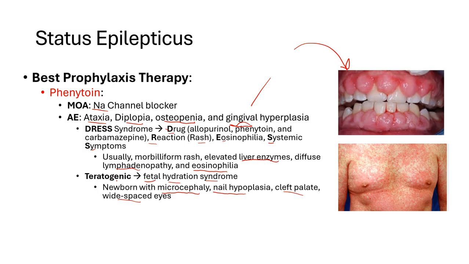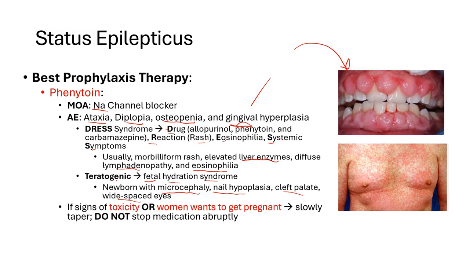Now, if you have signs of any type of toxicity, or an individual who's on phenytoin for whatever reason, tonic-clonic seizures or SE, and they want to get pregnant, it is important to know that for phenytoin, and for a lot of the anti-epileptics, we never abruptly stop these medications, as that increases your risk for breakthrough seizures. Instead, we always slowly taper these medications, and that is extremely important to know for exam day.